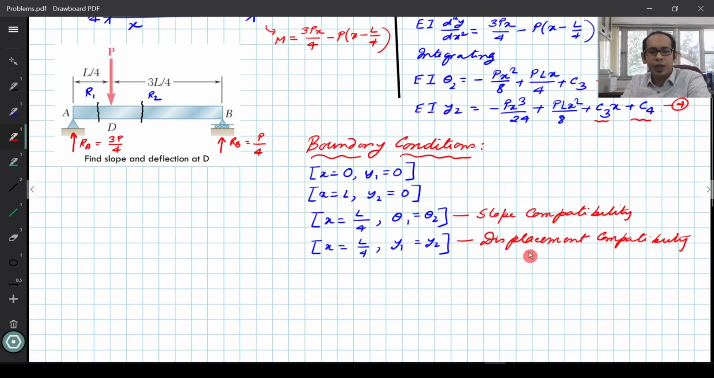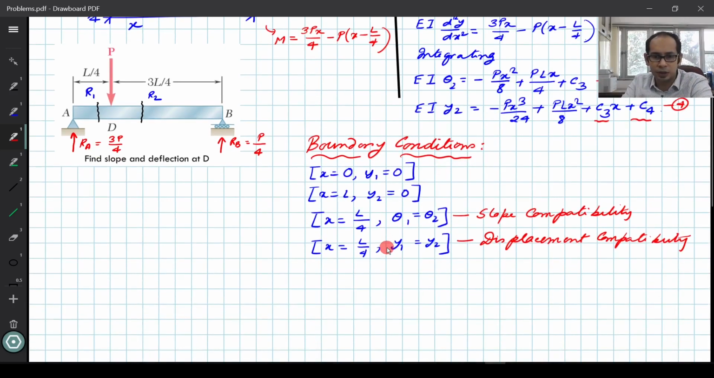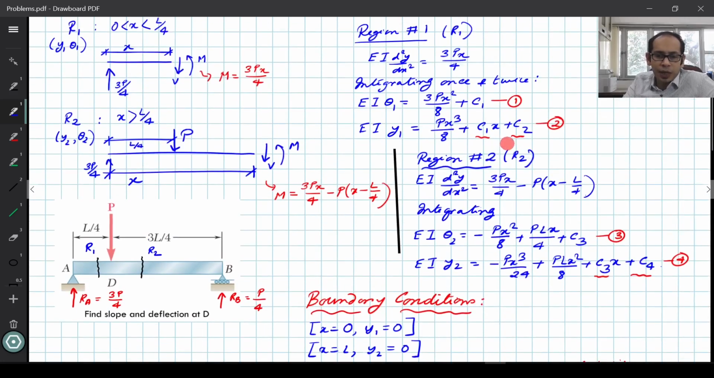So now that we have all these expressions, you had 4 unknowns, c1, c2, c3, c4, and 4 conditions. If you go and do the algebra, you will evaluate all the constants of integration. So I'm going to go ahead and write that. You can calculate and check. Now that we have the 4 constants of integration, you can plug in and essentially find the deflection and the slope anywhere.